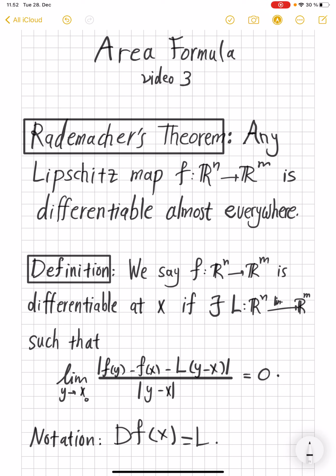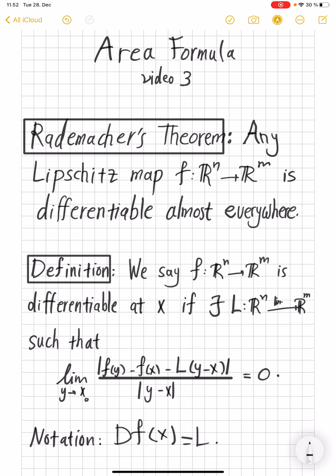Hi, in the previous video in the series on the area formula, we justified the definition of the Jacobian by looking at linear maps. In this video, we complete the next important phase of the proof of the area formula, and that is justifying why there is a derivative in the first place to begin with.